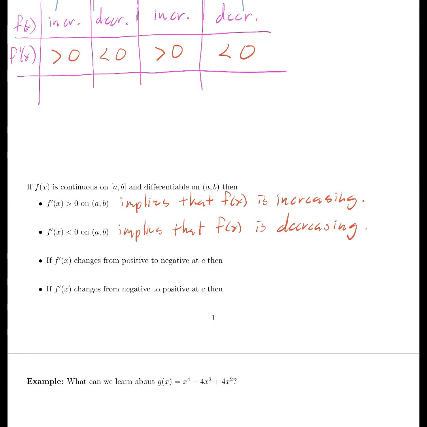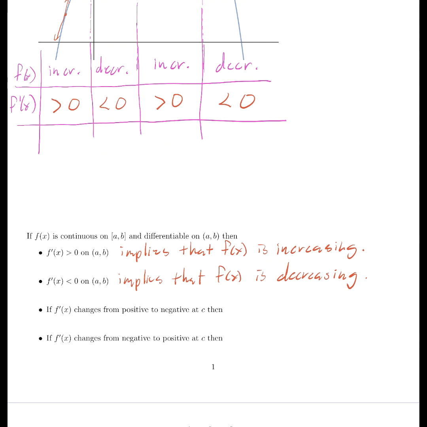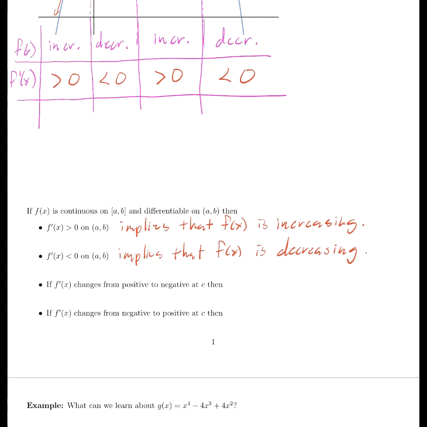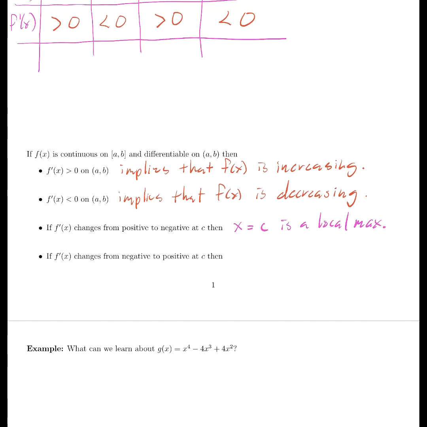Okay, if f prime changes from positive to negative, so let's see, where does that happen? f prime right here, it changes from positive to negative right at this point. So the function goes from increasing to decreasing, and that means we have a local maximum. Then x equals c is a local maximum, and if it changes from negative, that means the function is decreasing right here, to increasing, which happens right at this point, decreasing to increasing, we have a local minimum.